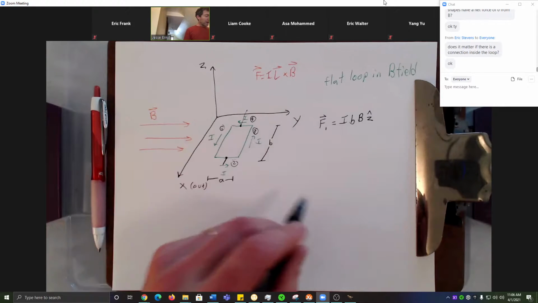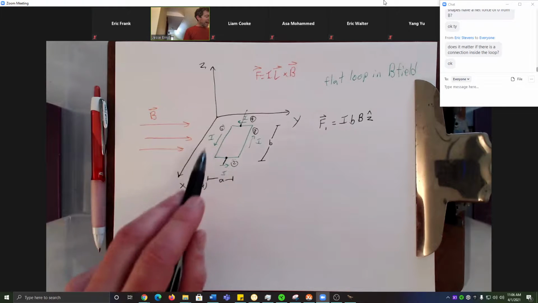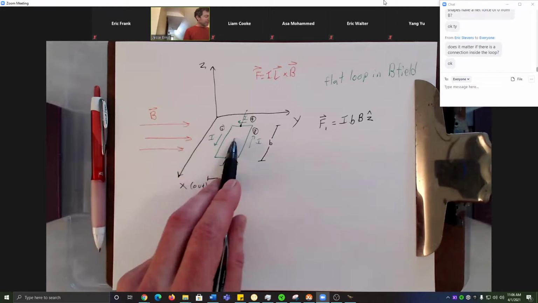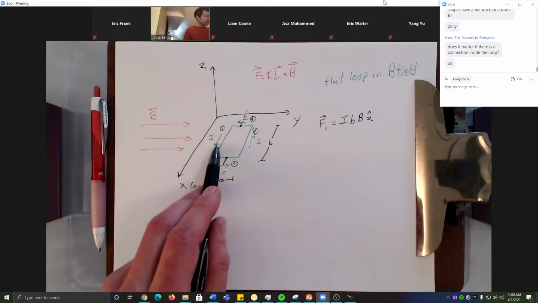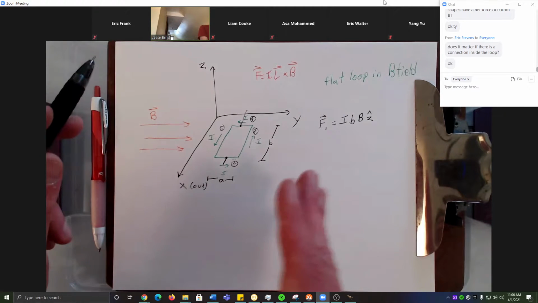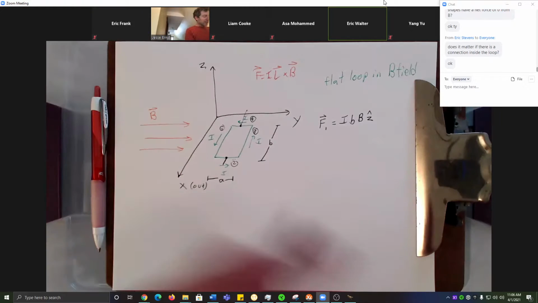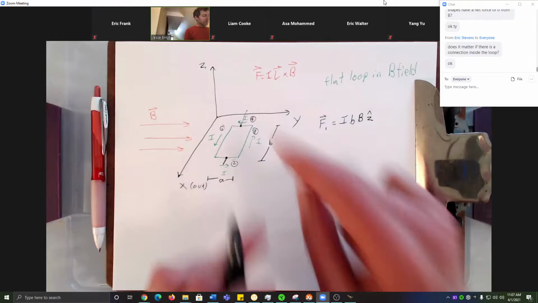Okay, so questions so far? Basically, this is just X hat cross Y hat, right? Because the direction of the current is X, the direction of the B field is Y. So it's X cross Y, which is Z. Now, where did little b come from again? Little b is just the length of the rectangle. Okay, I didn't see that at first.